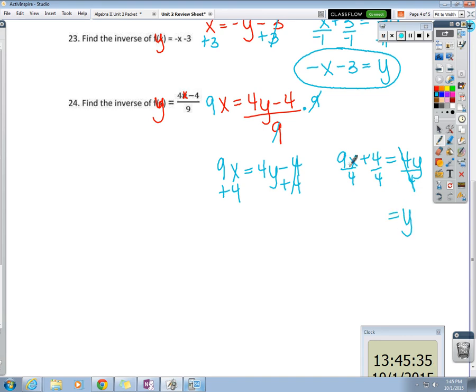Can you reduce 9 over 4? No, so you'll just leave it 9 over 4x. Can you reduce 4 over 4? To a positive 1. And then you're done.